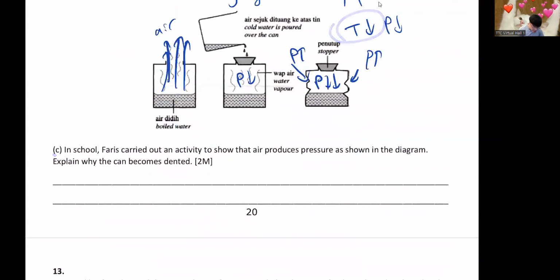So C, in school, Faris carried out an activity to show that air produces pressure as shown in the diagram. Explain why the can becomes dented. All right, so you can say steam pushes air out of the can. So you have low pressure in the can.